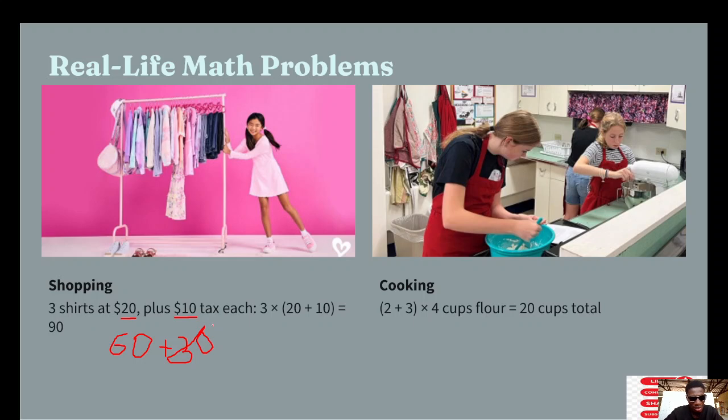So in mathematical sense, using the distributive properties that we've learned so far, it is also written as 3 times the 20, which is the cost of each shirt, plus the $10, which is the tax for each shirt. So you can either solve the inner one first, which gives us 30, and then you multiply by the 3, which gives us 90.